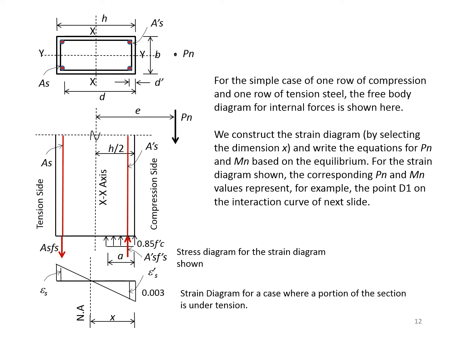And notice that the compression block on concrete is 0.85 f prime sub c. The force in compression steel is A prime sub s F prime sub s, and the force in tension steel is As Fs. We construct the strain diagram by selecting the dimension x, as we explained before, and write the equations for Pn and Mn based on equilibrium. For the strain diagram shown, the corresponding Pn and Mn values represent, for example, the point D1 on the interaction curve of the next slide.